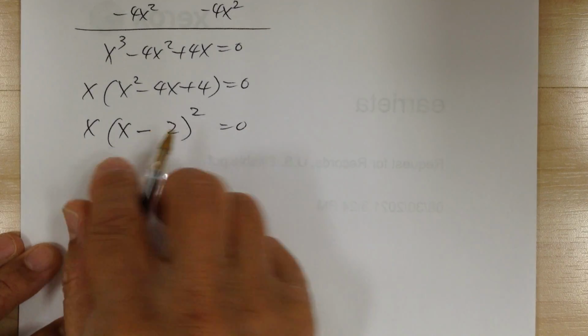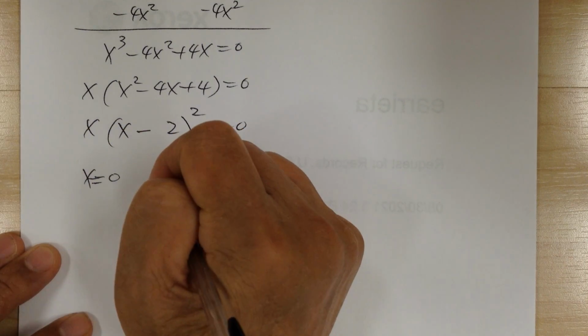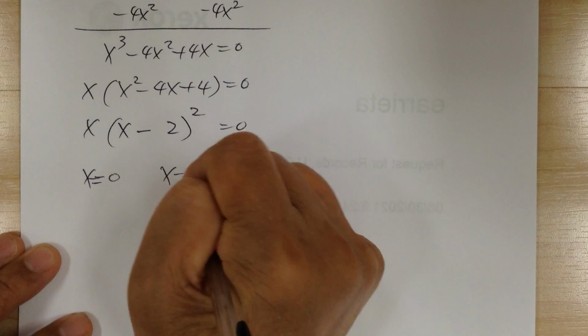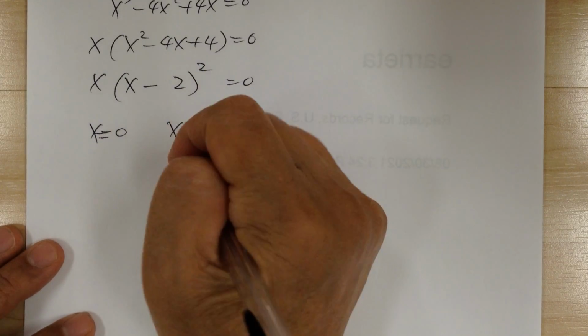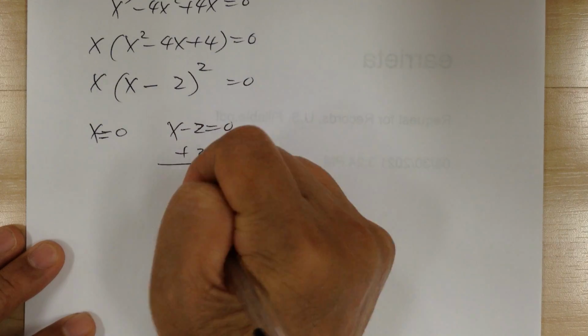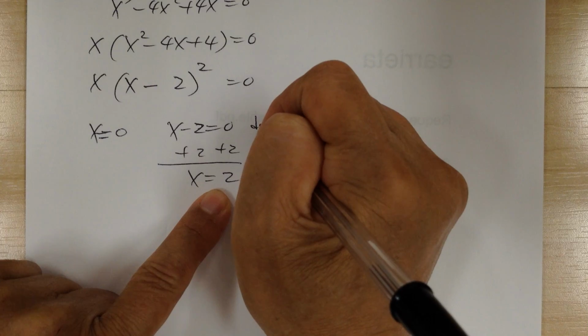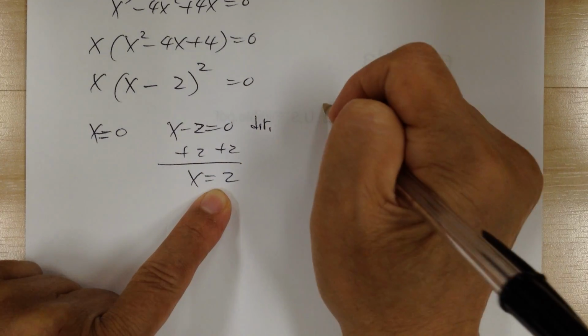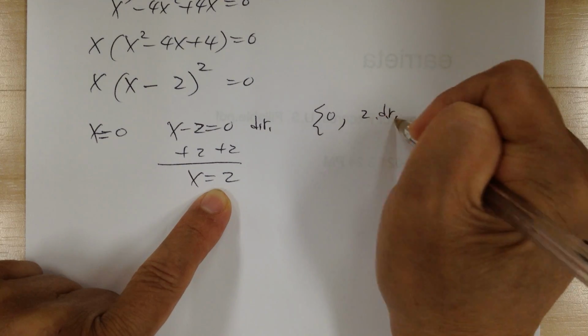Okay. Then from here, you're going to set it equal to 0. Apply the 0 product property. And this is squared, so this is going to be double, so it'll be a double root, right? So over here, you plus 2 on each side. So you got x equal to 2. And remember, this is double, okay? So this is a double root. Okay, so your answer would be 0, 2, and this is a double root.